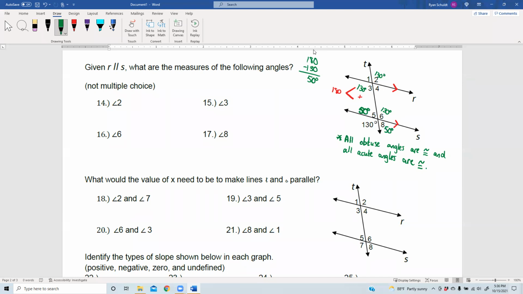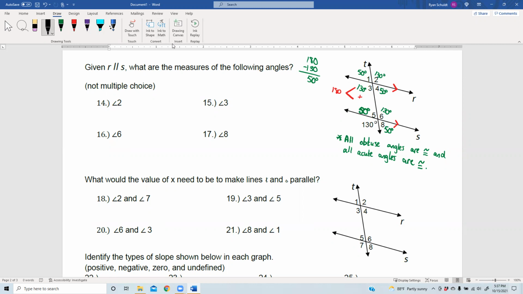Angle 8 is 50. Angle 4 has to be 50. Angle 4 is 50. Angle 1 has to be 50. All the acute angles have to be the same. So now we found all the angles. It only asked us for 4 of them, but we found all of them. So now we can just run through.